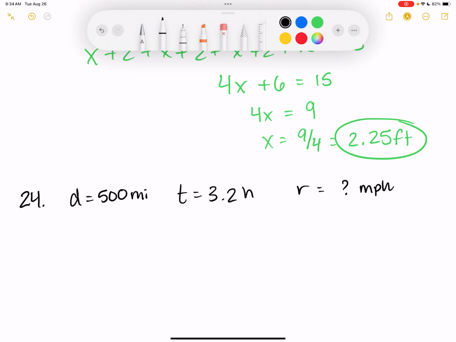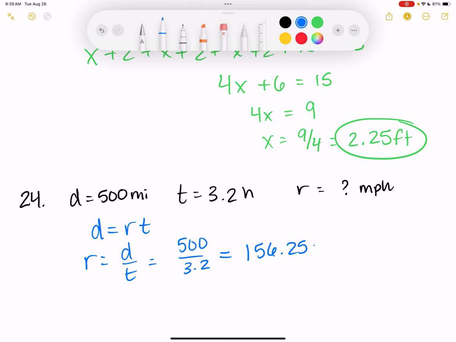D equals RT, and then we're just going to get R by itself, so R equals D over T. So 500 divided by 3.2. Let me know when you've got the calculator. 156.25 miles per hour.